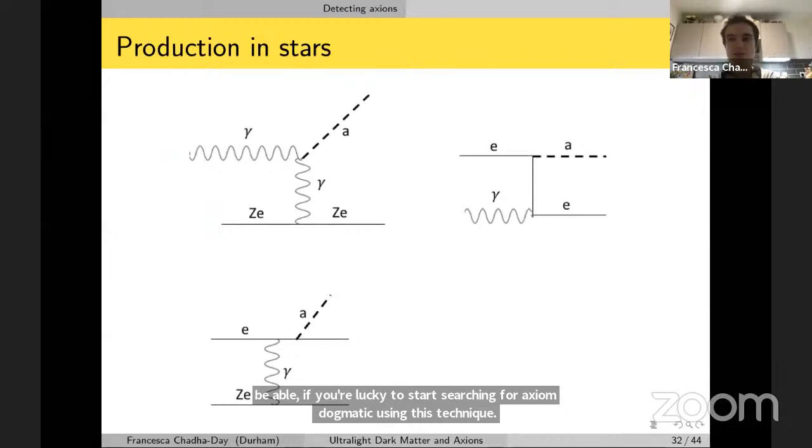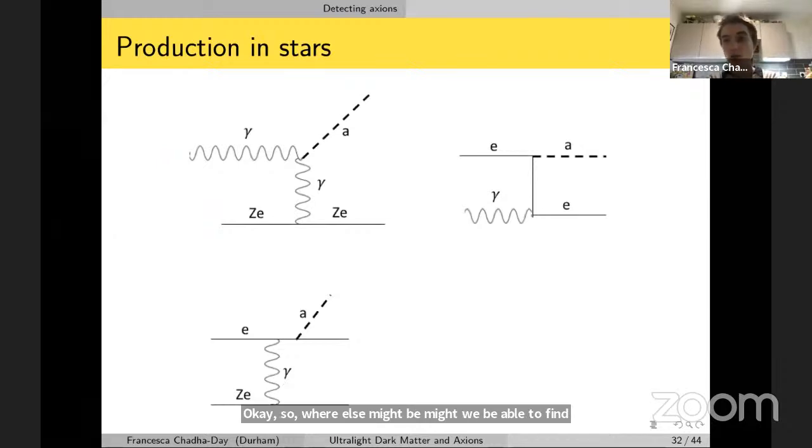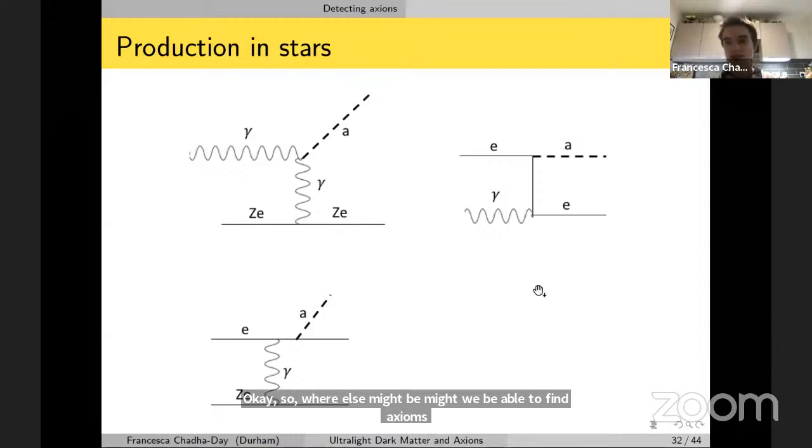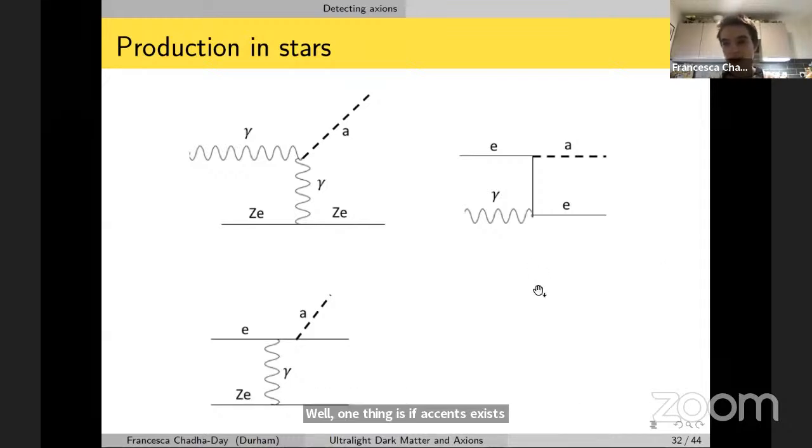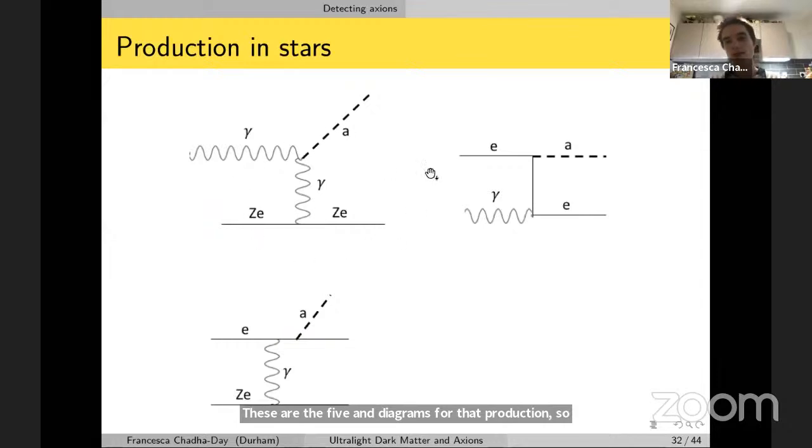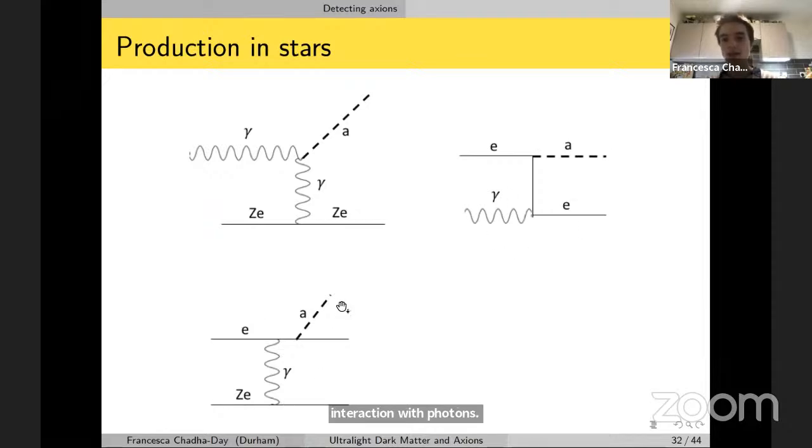Okay, so where else might we be able to find axions? Well, one thing is if axions exist, even if they're not the dark matter, they just exist, you would probably produce them in stars. These are the Feynman diagrams for their production. So you can have axion production based on the axion's interaction with photons, or based on the axion's interaction with electrons.